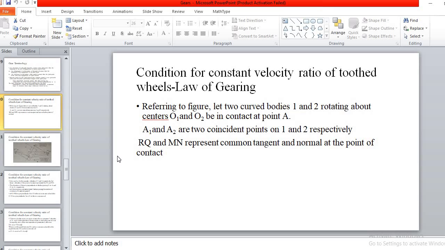So the velocity ratio is the same as what we discussed in the belt drive. Now the condition for the constant velocity ratio, omega 2 by omega 1, that particular ratio, is also called the law of gearing. To discuss this law of gearing, we first move towards this diagram.